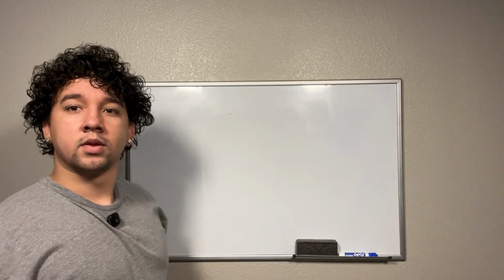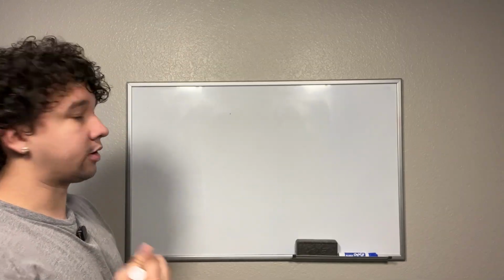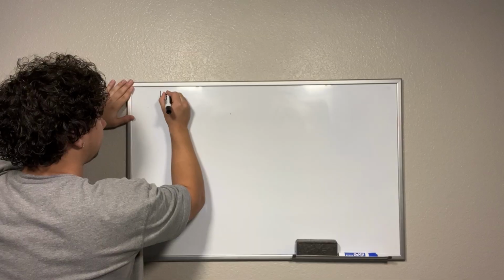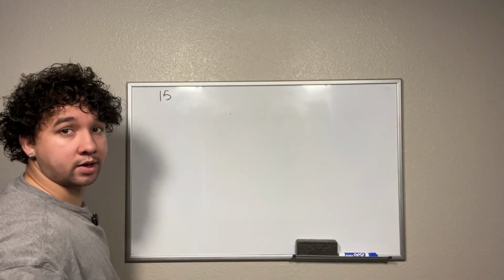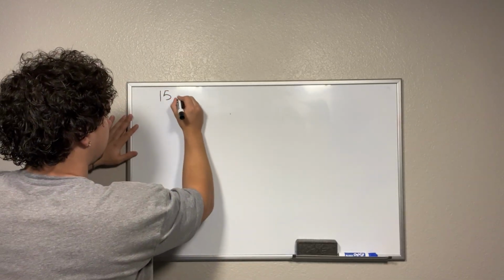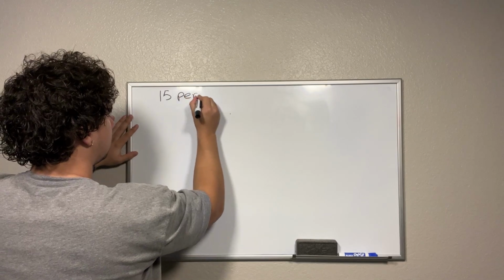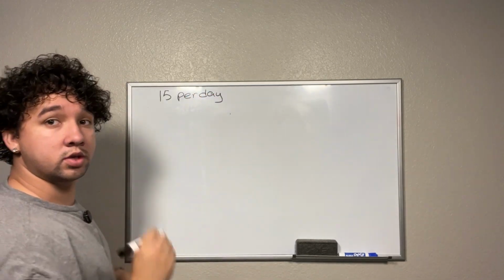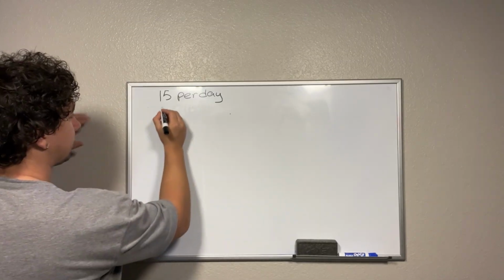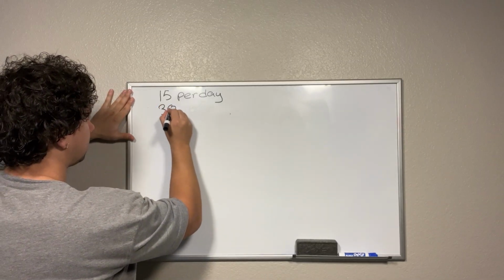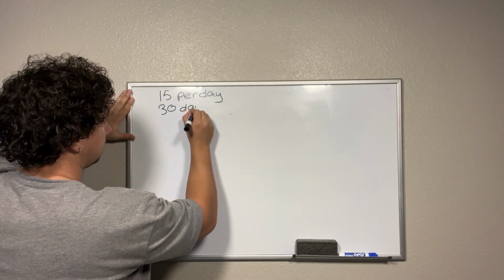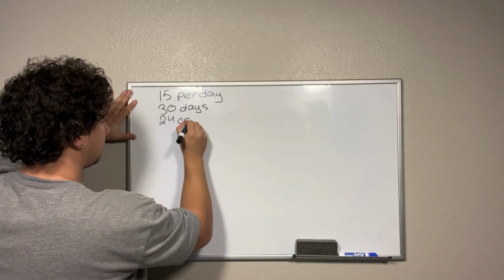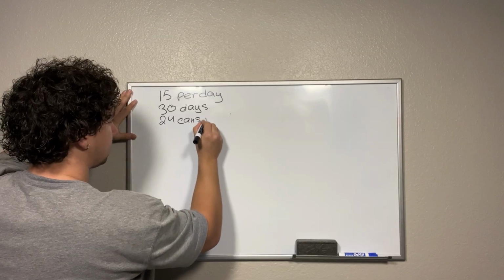Okay, well, in order for me to figure this out, let's write down the facts here. So this family is drinking more than 15 cases per day. That's what they said. So 15 per day. Okay, cool. So that's part 1. Part 2 is the fact that I'm trying to figure this out over 30 days. And there's 24 cans per case.